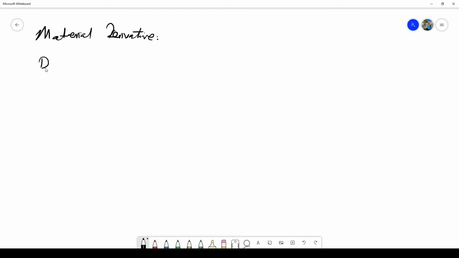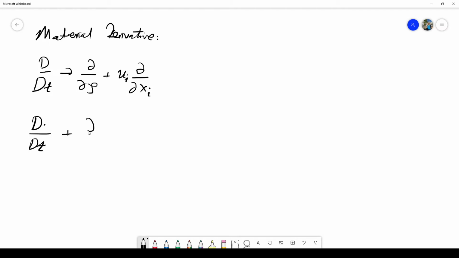which is given by d over dt, which can actually be written as d over d rho plus something else there, divided by x i, we can relate this with our continuity equation, where we have d rho over dt plus d over dx i of rho u i, and all of these will be equal to 0.